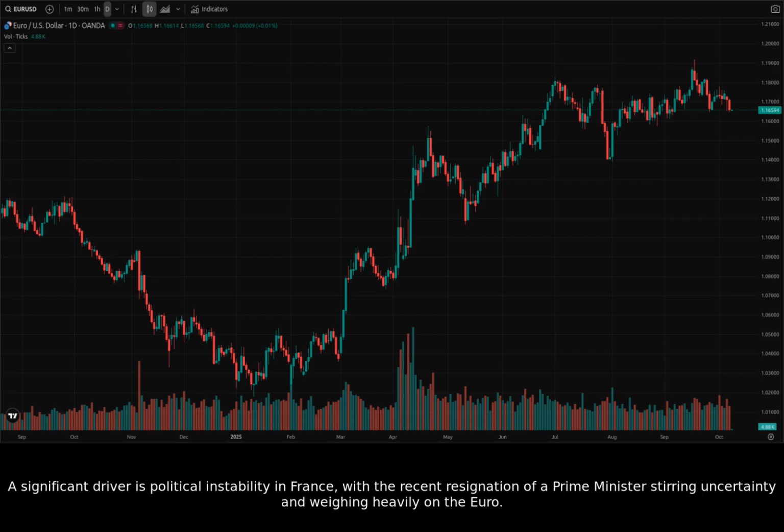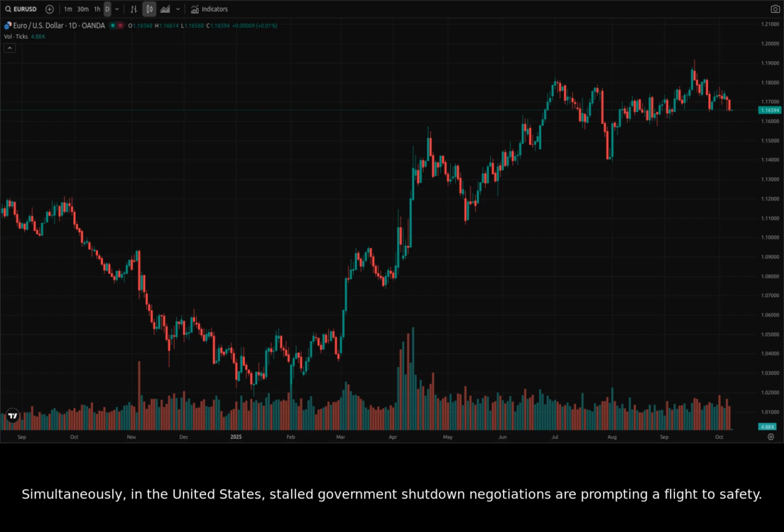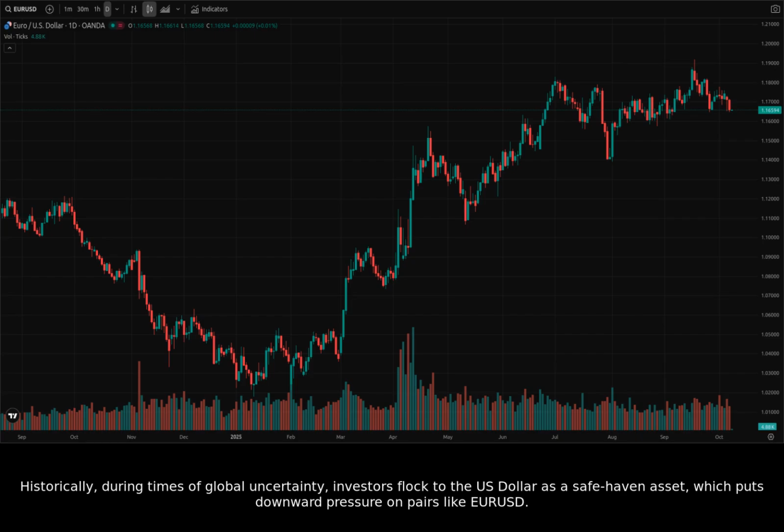A significant driver is political instability in France, with the recent resignation of a prime minister stirring uncertainty and weighing heavily on the euro. Simultaneously, in the United States, stalled government shutdown negotiations are prompting a flight to safety. Historically, during times of global uncertainty, investors flock to the US dollar as a safe haven asset, which puts downward pressure on pairs like EURUSD.